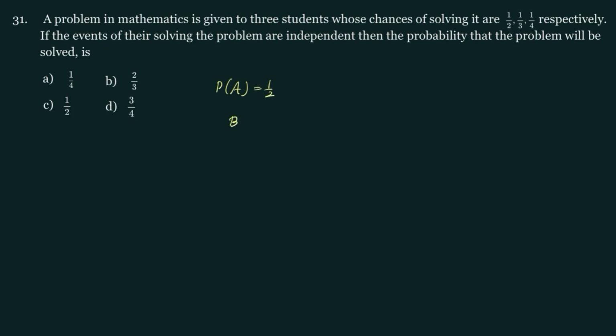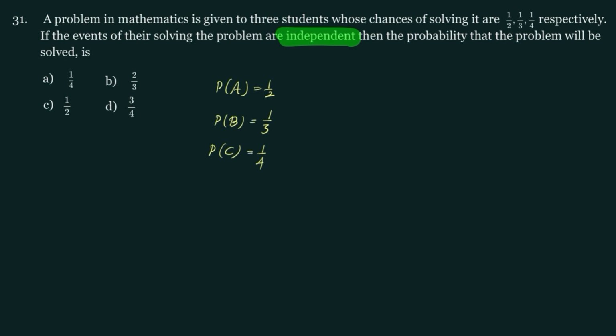Similarly, let B be the event that the second student will solve the problem, and the probability for the second student that he or she will solve the problem is 1 by 3. And let C be the event where the third student will solve the problem, and the probability of that is given as 1 by 4. Now, one thing to note is that all these 3 events are independent.